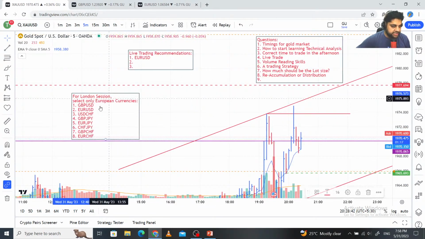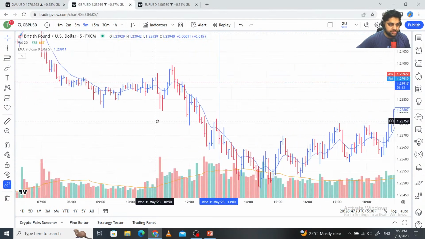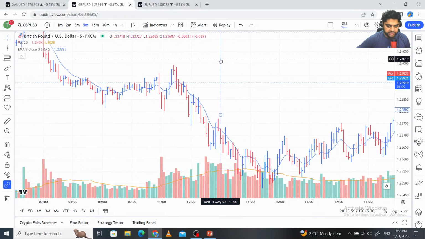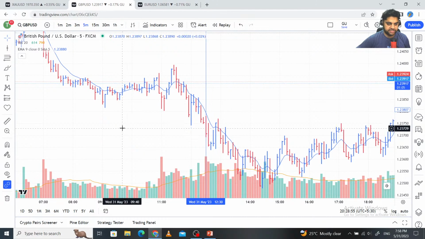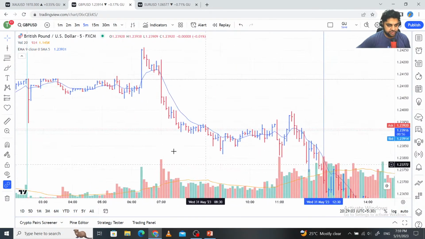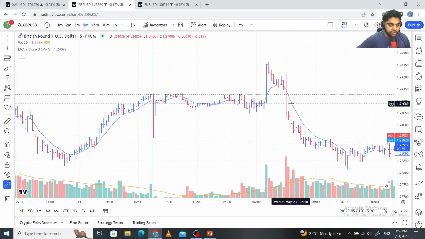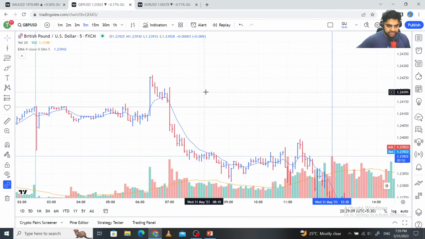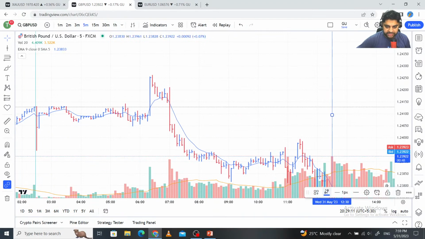You will only trade these currencies in the London session. So this is the beginning of the London session, not here, exactly at 12:30. Yes, 12:30. So this is the beginning of the London session. So what I will do is I will go to the previous day. So this is today, and this is where the London session will start.